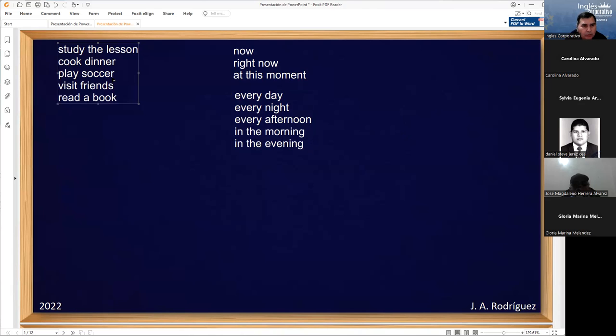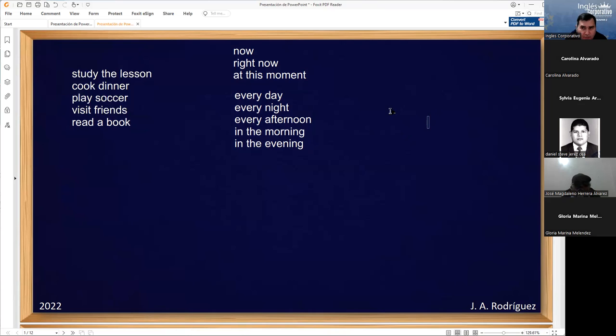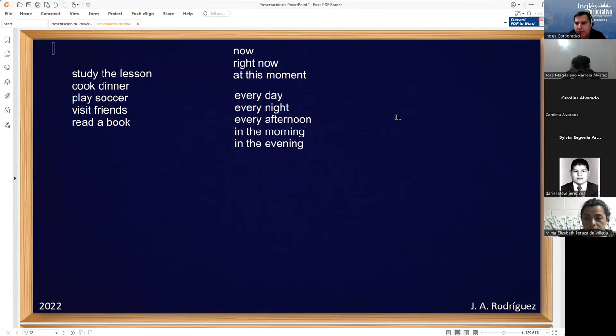If I say study the lesson now, what do we say? I'm studying the lesson now. But if I say study the lesson every day, what do I say? I study the lesson every day. I'm studying the lesson now. I'm studying the lesson right now. I'm studying the lesson at this moment.